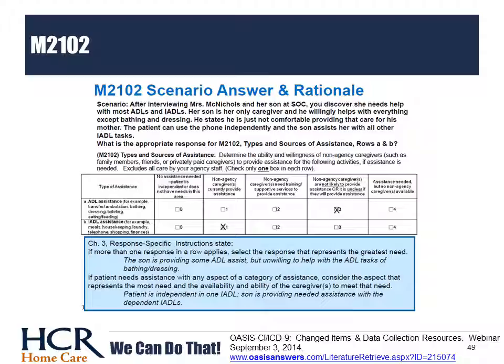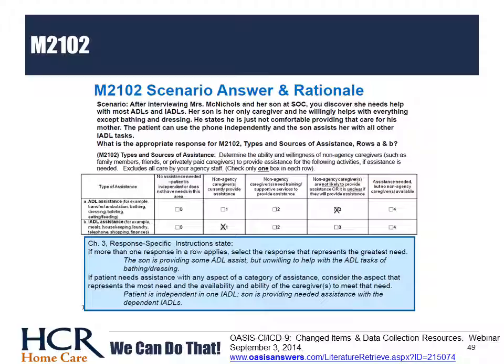She currently has a son who is her active caregiver. He's assisting with everything except for bathing and dressing. So in this case, with the examples of ADLs, such as ambulation, transfers, bathing, toileting, dressing, eating and feeding, she does need assistance, but it is unclear if the son will be capable or willing to participate in that. So we would choose option box number 3 for row A. The non-agency caregiver, i.e. the son, is not likely to provide assistance because he's not comfortable with it, or it's unclear if he will provide assistance. So that would be the appropriate response.